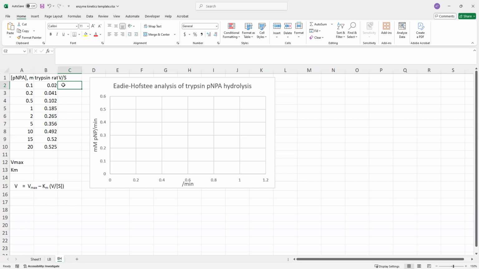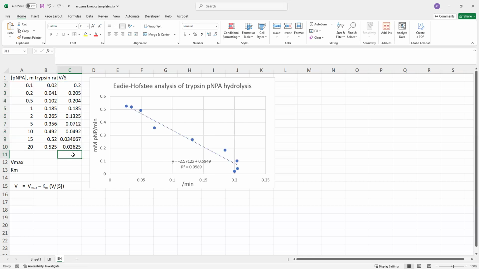To calculate V divided by S, we're going to set up an equation. So we're going to say equals velocity divided by substrate. And we're going to do that for all of the data points. Notice the ones at low values are a little messy. That is not uncommon.